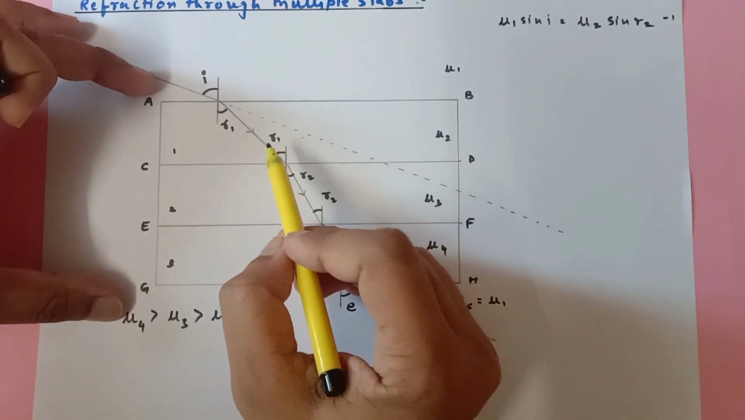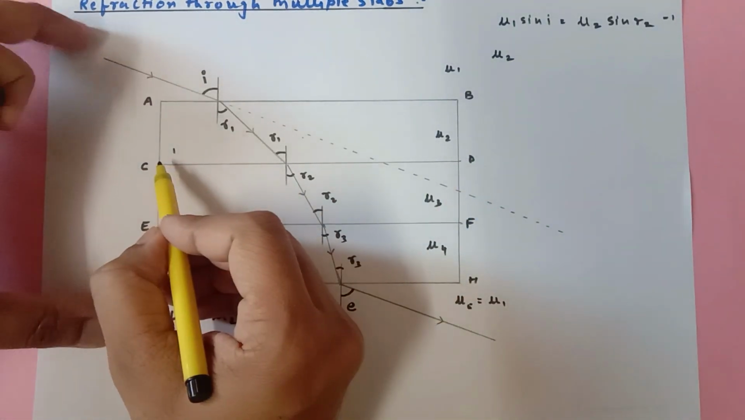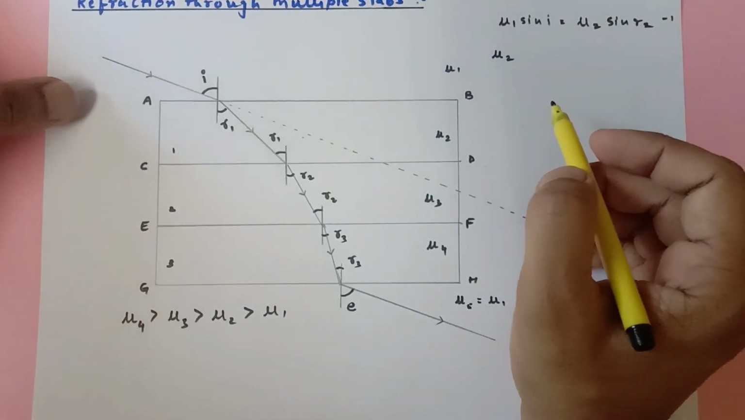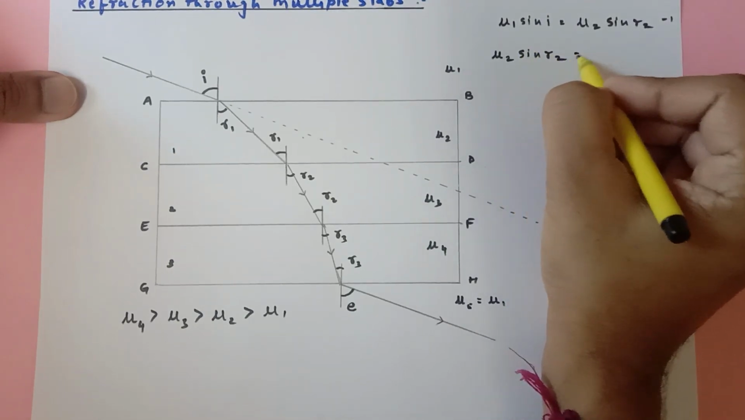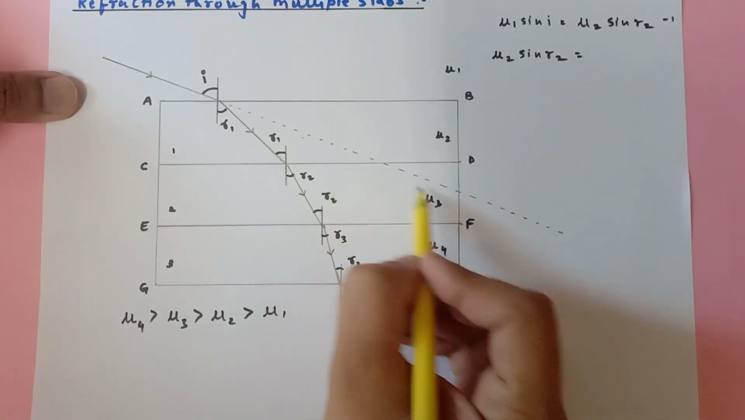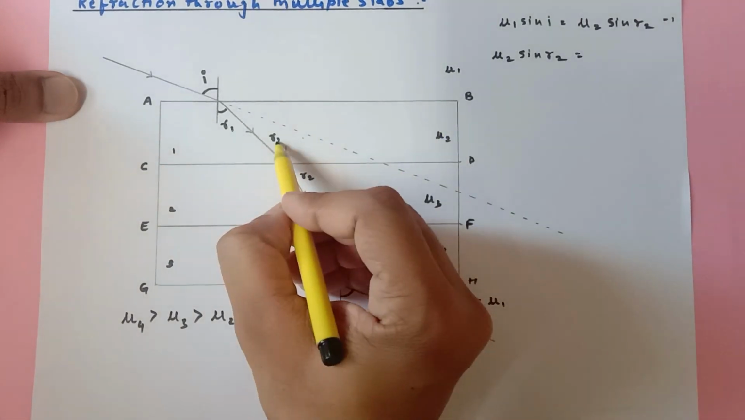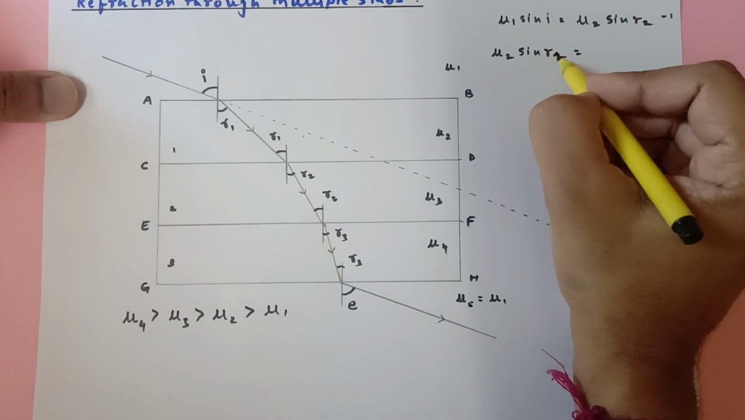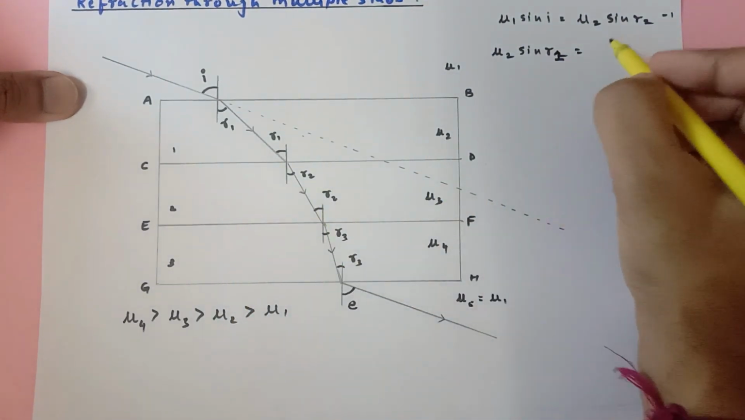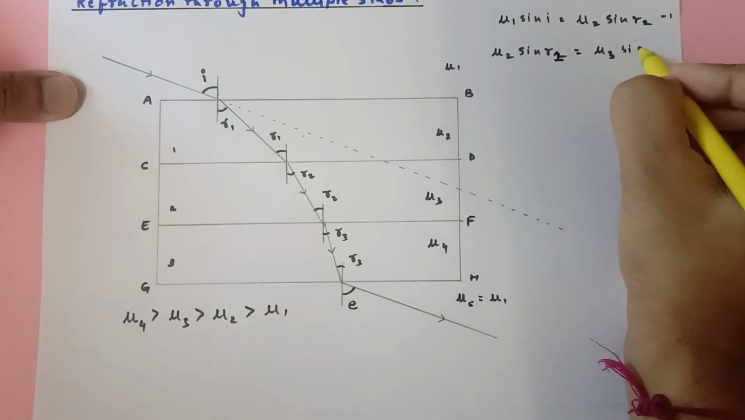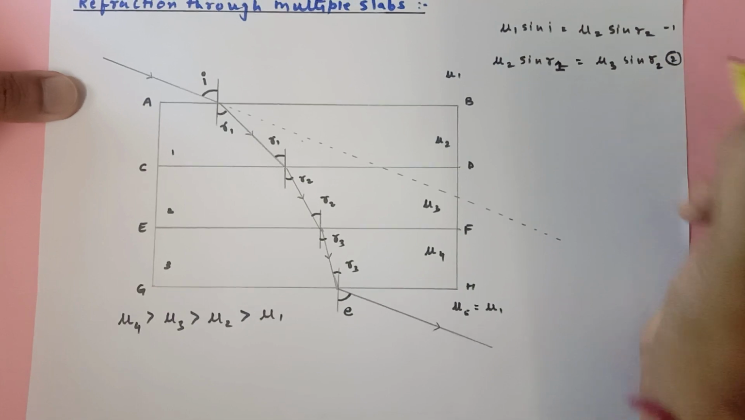Applying Snell's law for surface DC, mu2 sine R2, that is equal to mu2 sine R1. Sorry, I made a mistake here. Mu2 sine R1 is equal to mu3 sine R2. This is equation number 2.